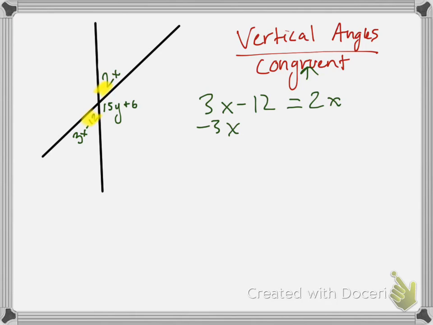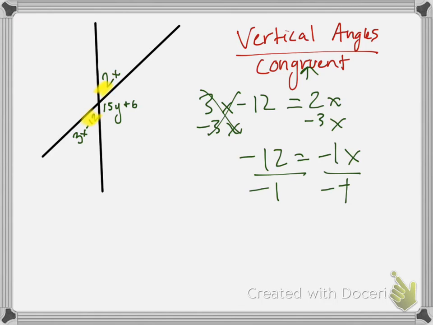Subtract 3x on both sides, and now you have negative 12 equals negative 1x, and then you just divide by negative 1. And then you divide by negative 1, sorry, the phone rang, and you get 12 equals x. Okay, so how does that help you?